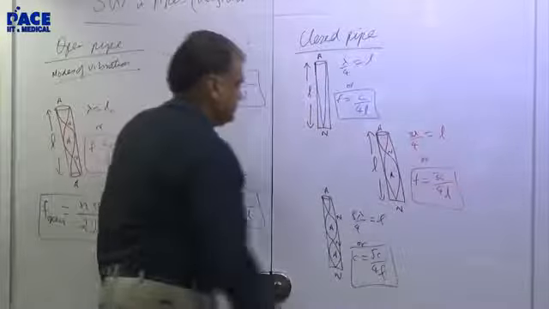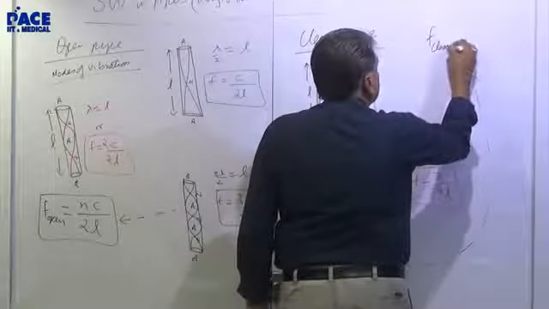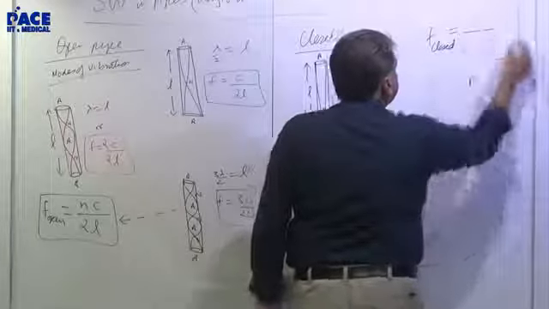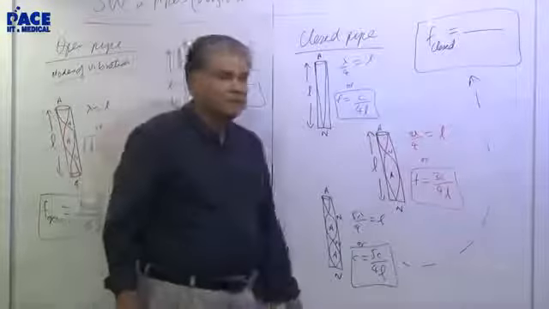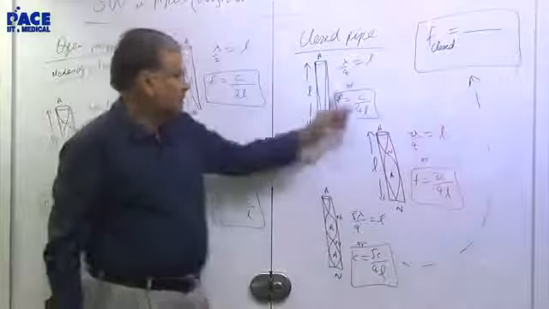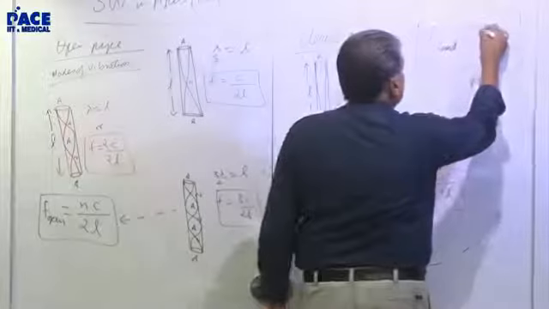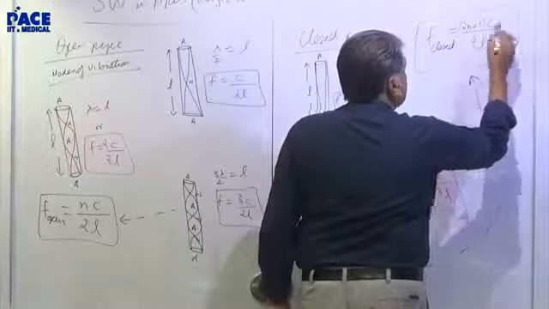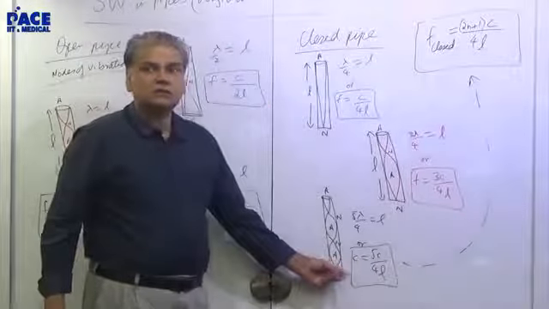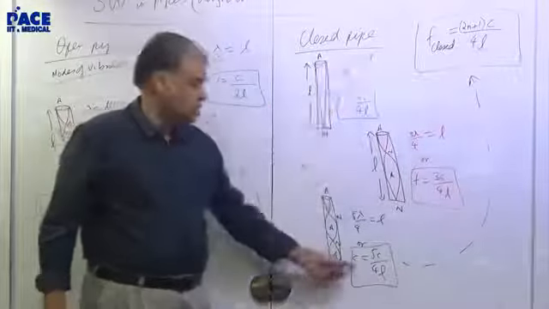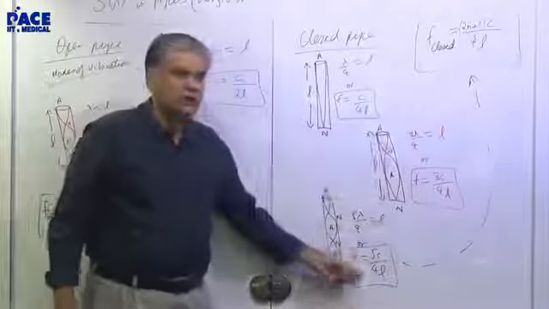So in general, what will be the frequency of the closed pipe? Can you give me the general answer? nC by 4L. How is it n? It's coming in as an odd number, so 2n plus 1, C by 4L. Is it okay? Which harmonic is this? Fifth harmonic. Which overtone is this? Second overtone. Very good. Fundamental tone, first overtone, second overtone.